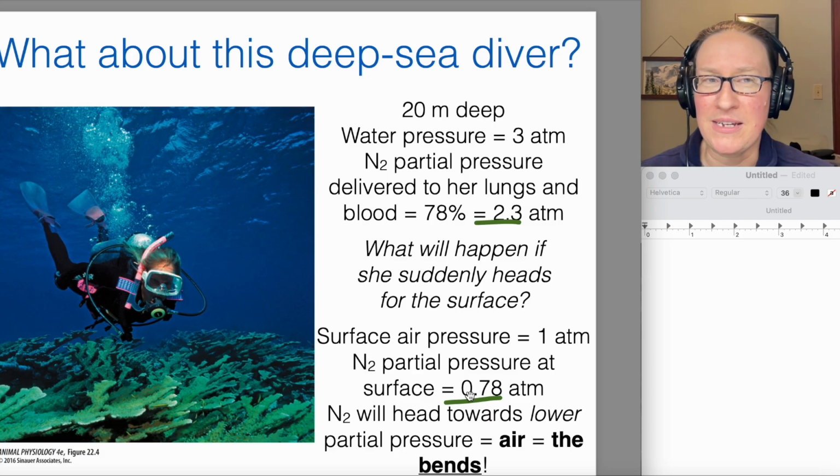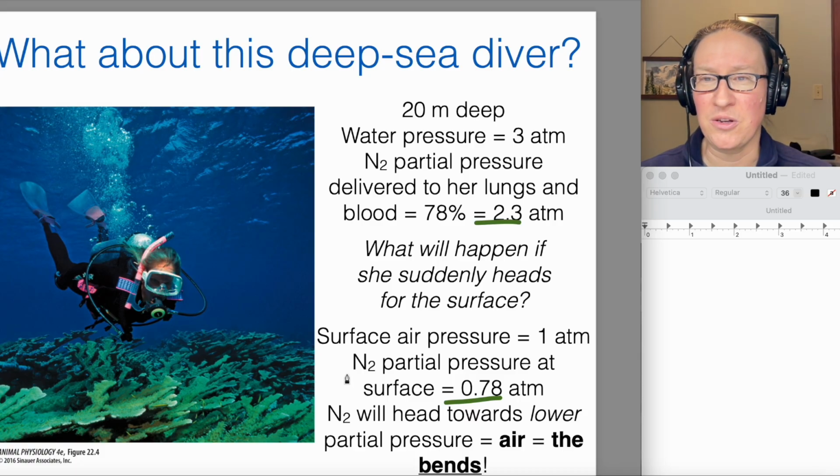So what that means is if she comes back up to the surface, all of a sudden, there's a lot of nitrogen gas in her blood that is going to head back into the gas phase. And so it will actually form small gas bubbles throughout her tissues and throughout her bloodstream. And that is a condition that we now know of as the bends. It can be painful, and depending on where those gas bubbles form, it can be lethal.